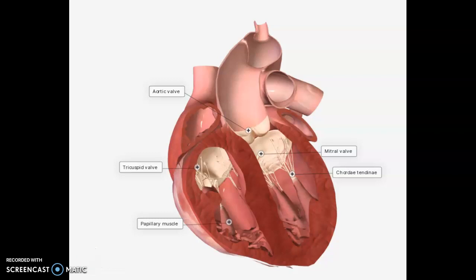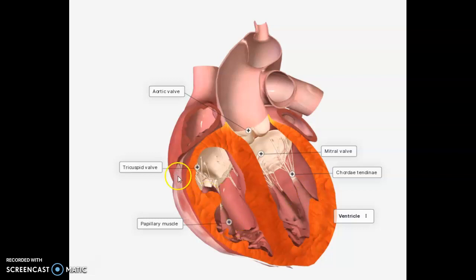My name is Katrina Tovar, and today we will be reviewing the blood flow of the heart and also a few anatomy of the structures of the heart. So the heart contains four chambers. We have our right and left atrium, and then we have our right and left ventricles. So right ventricle, left ventricle.